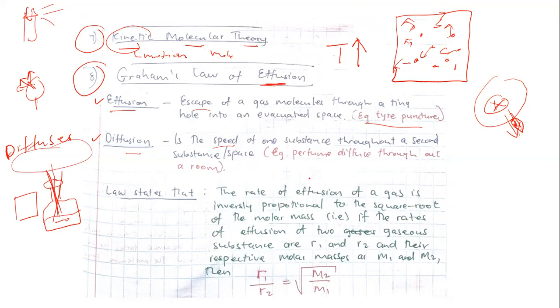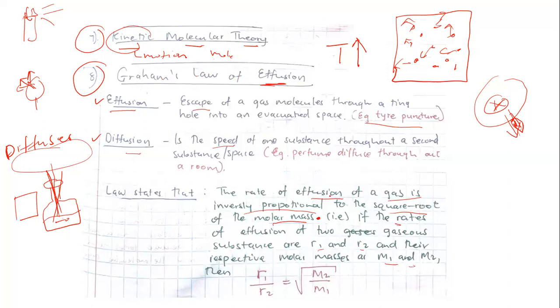The law states that the rate of effusion of a gas is inversely proportional to the square root of the molar mass. That is, if the rates of effusion of two gaseous substances are R1 and R2, and their respective molar masses are M1 and M2, then this is true. Okay, let me try to explain this in a simpler way. Maybe they can also ask you to state the law, so you're going to state the law up to here, okay?